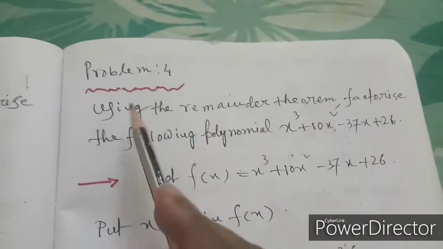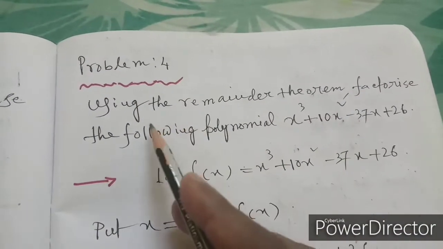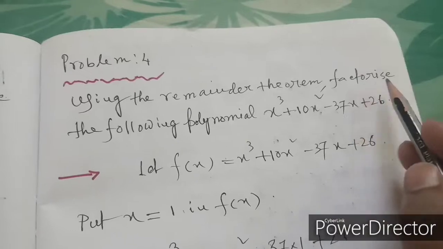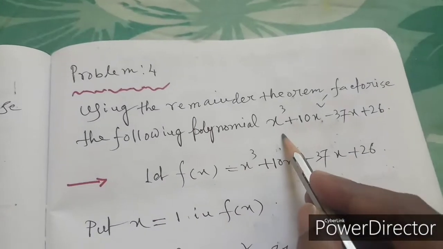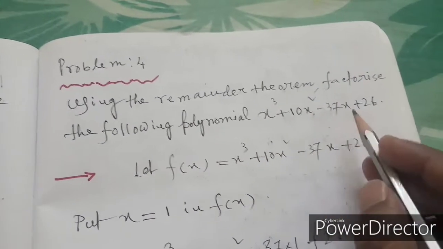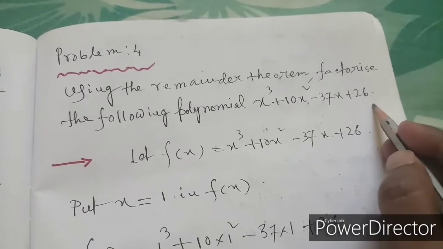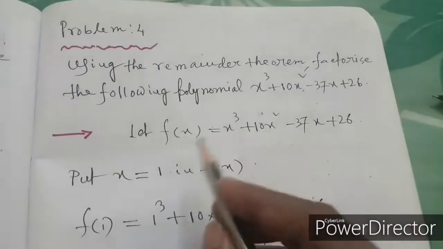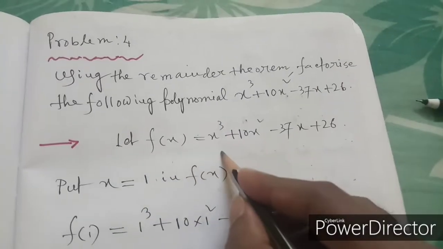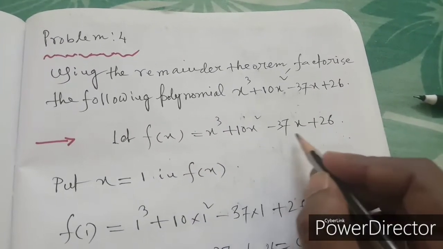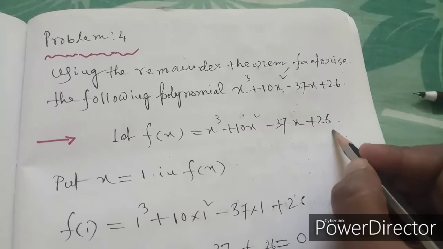So now problem number 4. Using the remainder theorem, factorize the following polynomial x cube plus 10x square minus 37x plus 26. Sure. Now how to solve it? Let f(x) equal x cube plus 10x square minus 37x plus 26.